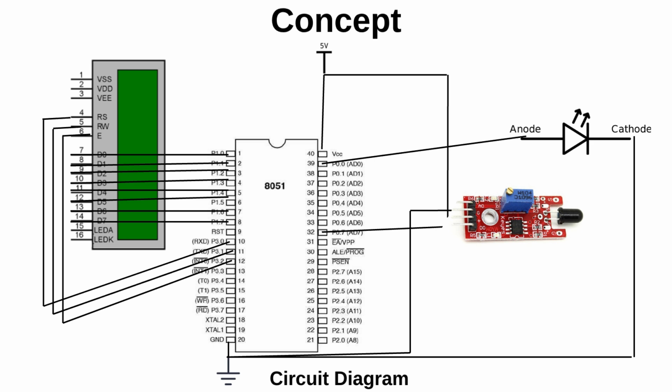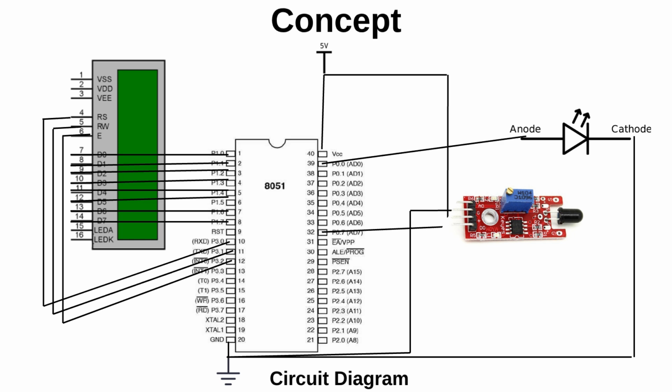Chapter 3, Concept. Take the 8051 development board, connect port 1 pins to the LCD display as shown in the circuit diagram, and connect VCC to the 5V power supply. Connect RS to port 3.0, connect RW to port 3.1, connect EN to port 3.2. Connect the flame sensor digital out signal to port 0.7 pin, connect VCC to the 5V power supply, and connect ground to 8051 ground pin 20.